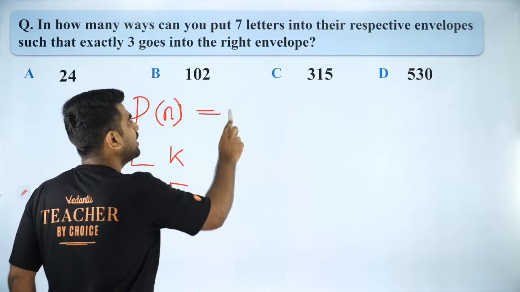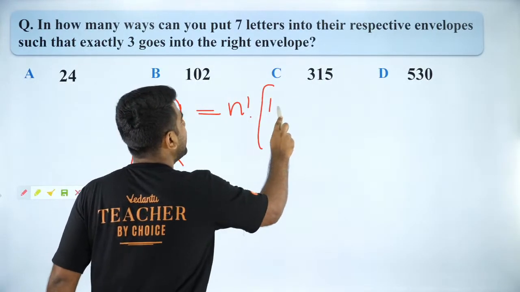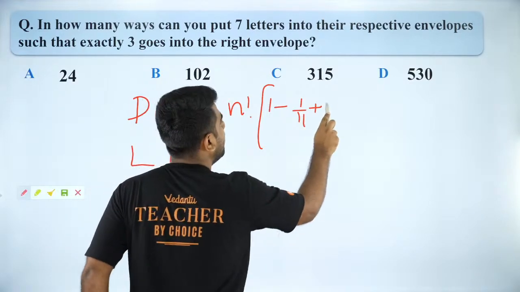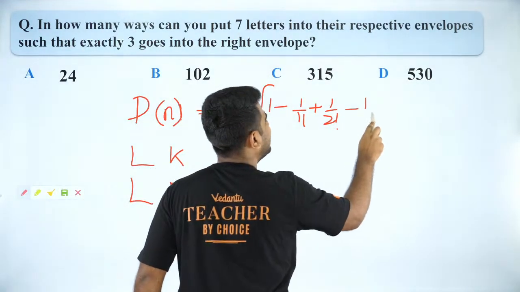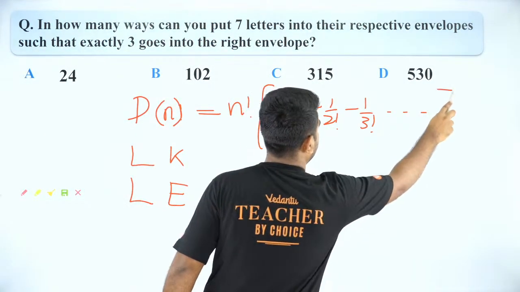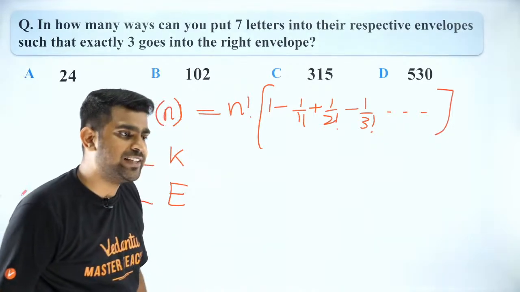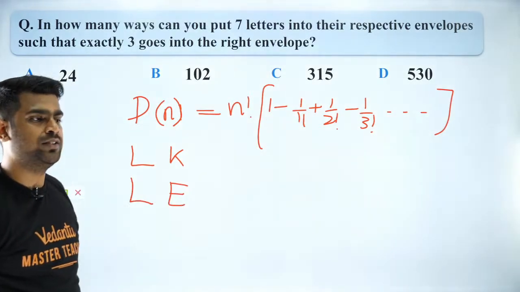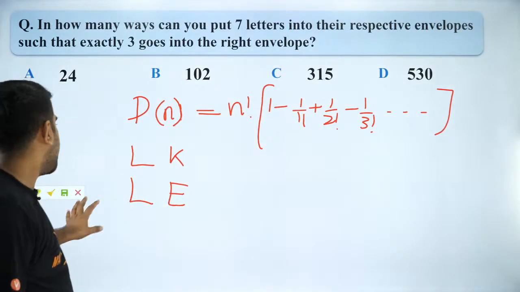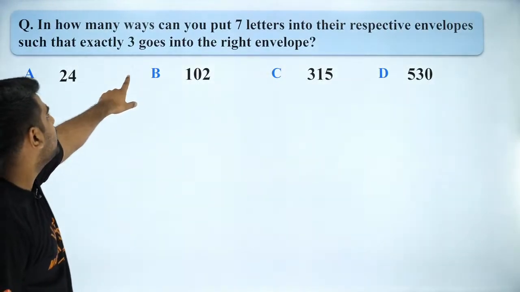That formula is n factorial into 1 minus 1 by 1 factorial plus 1 by 2 factorial minus 1 by 3 factorial and so on. Are you getting it? That is what we are doing. Understood? So now, here what is happening?